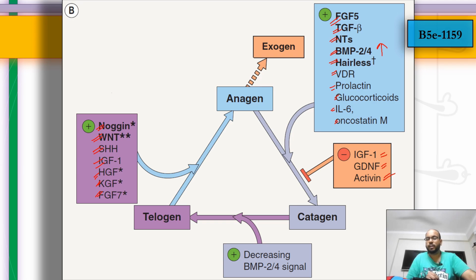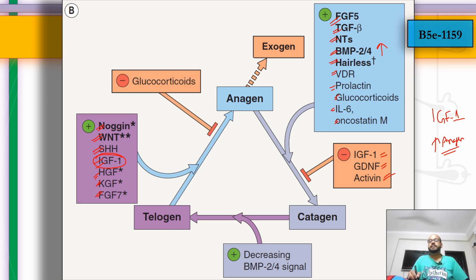So the molecules, for example, insulin-like growth factor, which is initiating telogen to anagen phase, is the same molecule which was inhibiting anagen to catagen phase. That means insulin-like growth factor 1 is one of the different molecules that will increase the duration of anagen cycle, will increase the hair growth. Clear?